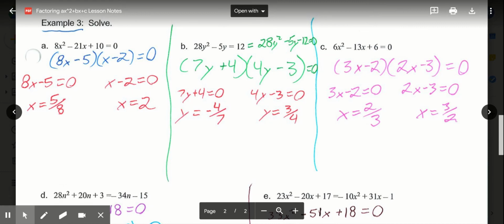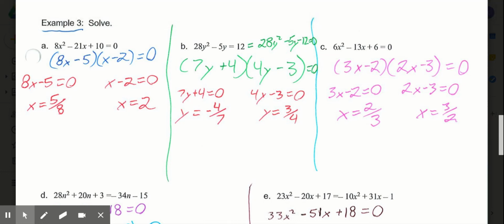So we will use that same approach on B. Make sure we write it in standard form first, so get the 12 over to the left by subtracting 12. Factor the left. Split both parts apart, and then solve them for y. So subtract 4 and divide by 7, or add 3 and divide by 4. So y is a negative 4/7 and a 3/4.